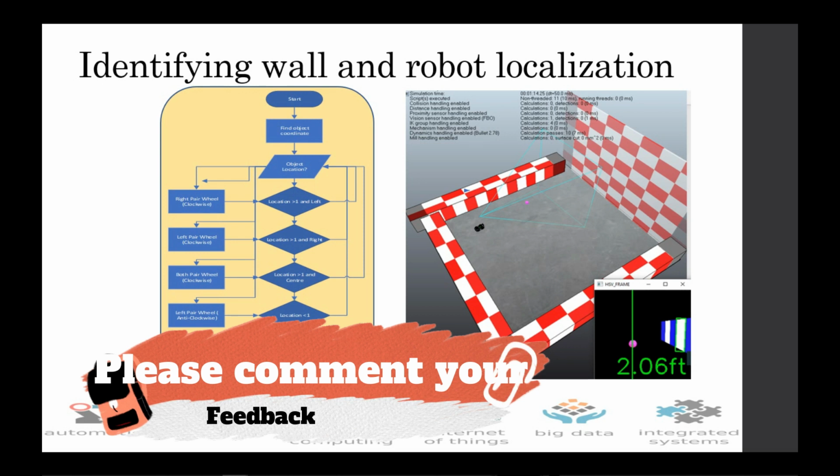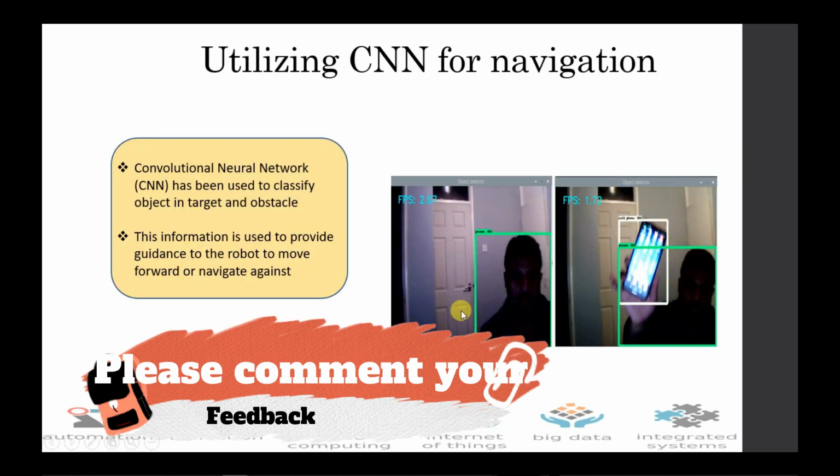A convolutional neural network, artificial intelligence, has been applied to recognize different objects. So here you can see I'm holding a mobile phone, and my robot can recognize it's a mobile phone. It is me myself. It can see, it can detect and show that a person has been detected.